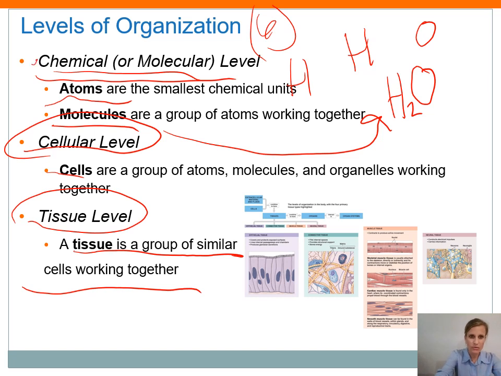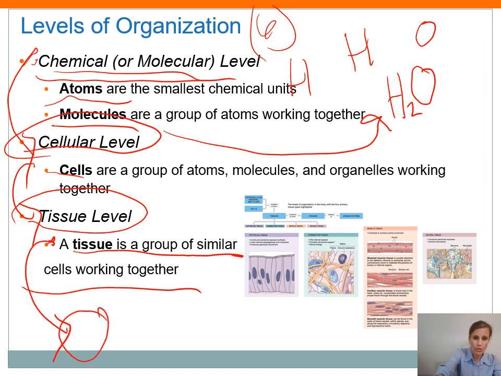The chemical level includes chemicals. You put a bunch of them together and you get cells in the cellular level. Then you put a bunch of cells together and you get tissues in the tissue level. Now, if we put a bunch of tissues together, 2 or more tissues together, we'll get to the next level, which is the organ level. And that's on this next slide.